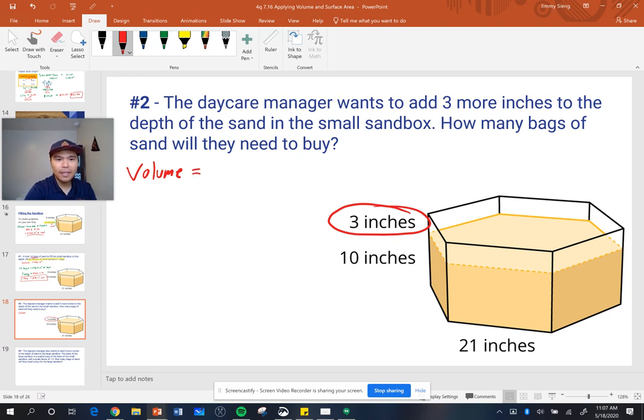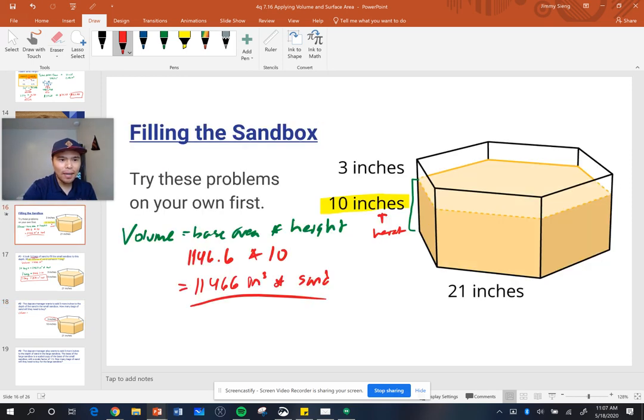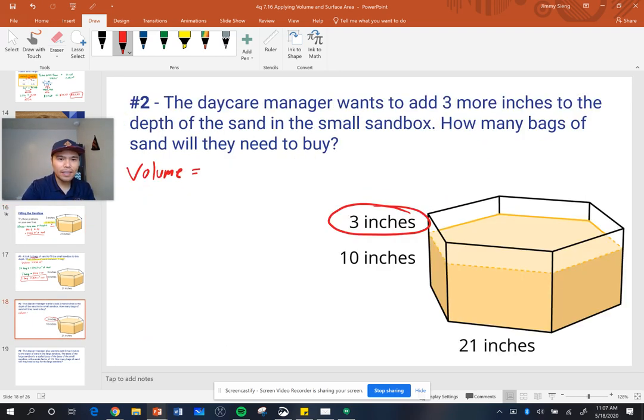So again, our volume is going to equal our base area. We saw that base area to be 1146.6. So I've got to take 1146.6 and times that by my height. What's going to be my height, class? My height is going to be this 3 inches. So I'm going to times that by 3. So now I see that, okay, I'm trying to fill in that sandbox. I've got to fill in 3,439.8 inches cubed of sand.